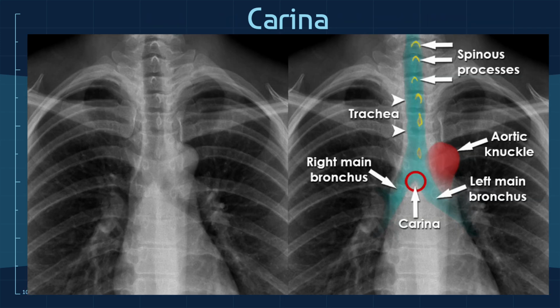Here is just to further emphasize what the carina is. So we have the trachea over here, and then it splits into the right and left main bronchi. Now this angle over here, this area, is called the carina. And the carina is always important to look at because it's important to note whether it's widened or not. If this angle is wider than it's supposed to be, then there are certain pathologies that can cause that. And around this area, you can also note other important structures.